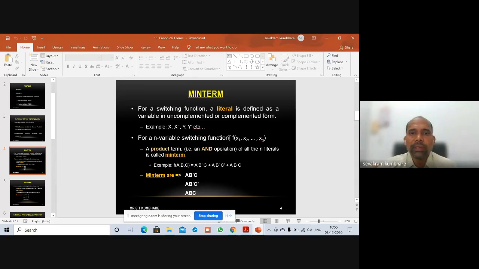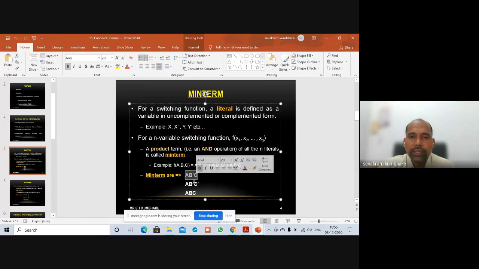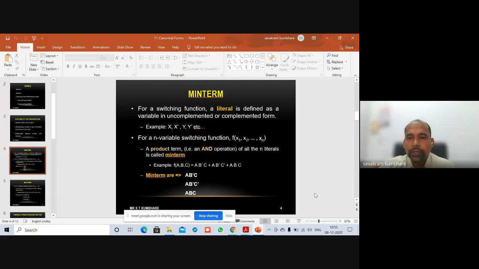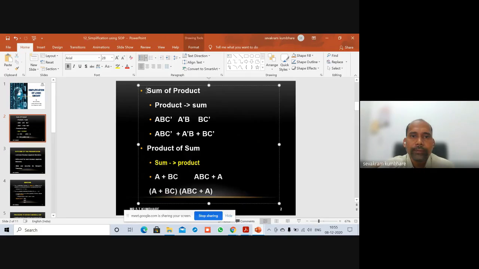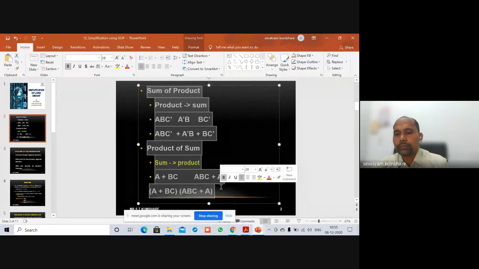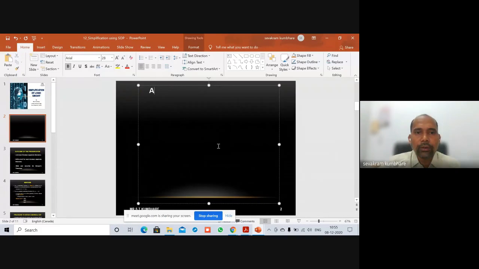Okay, so minterm and maxterm you have to understand, which we have already covered. So minterm is this: A B bar C, A B bar C bar, A B C. These are nothing but your minterms. Now, how many minterms can be there? Suppose I have 3 variables like this: A, then B, and then C.